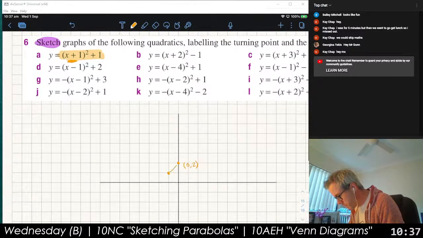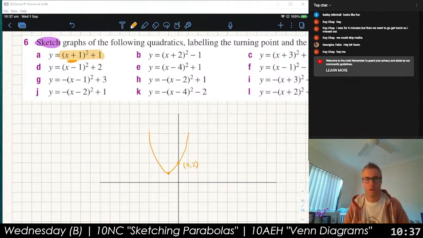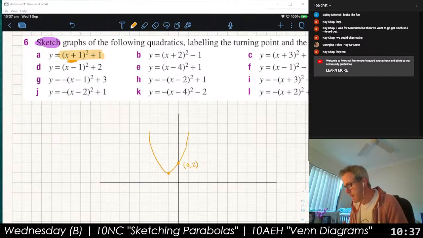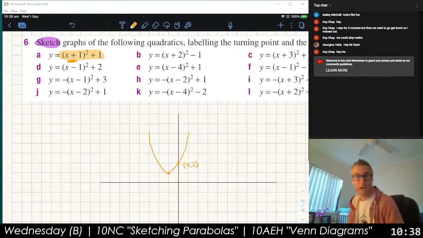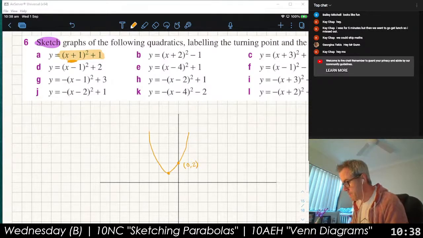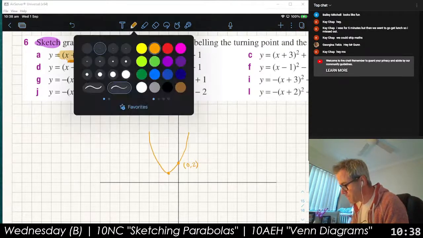We can use this to start sketching, like so. There we go. Not perfect, but there we go. I've gone ahead and sketched my very, very first parabola. I haven't done a whole bunch of calculations and written them out. You can do that if you like, but I've gone ahead and sketched them all up here.